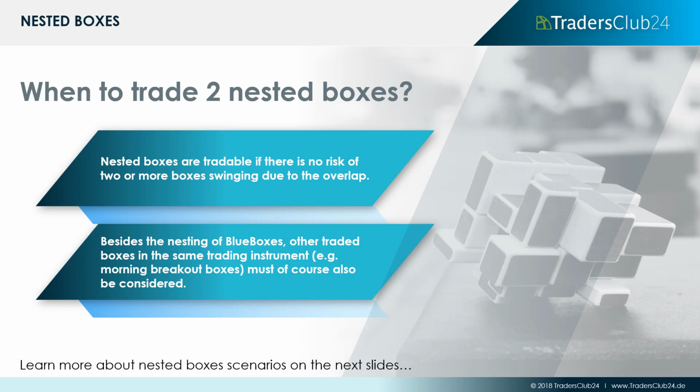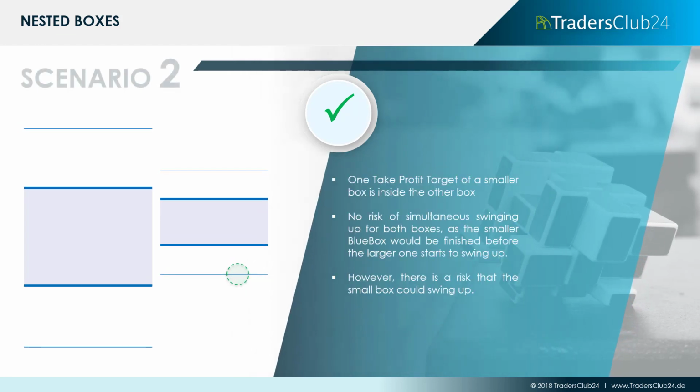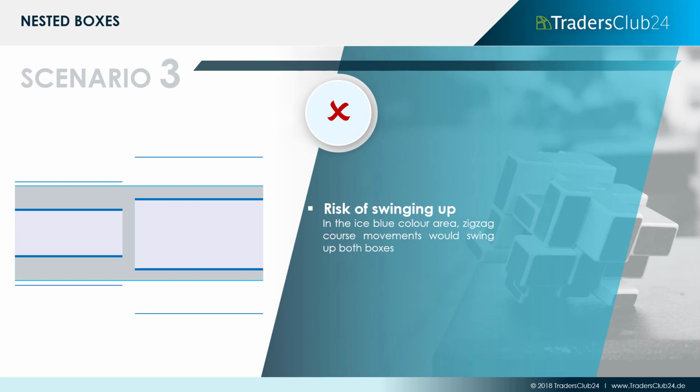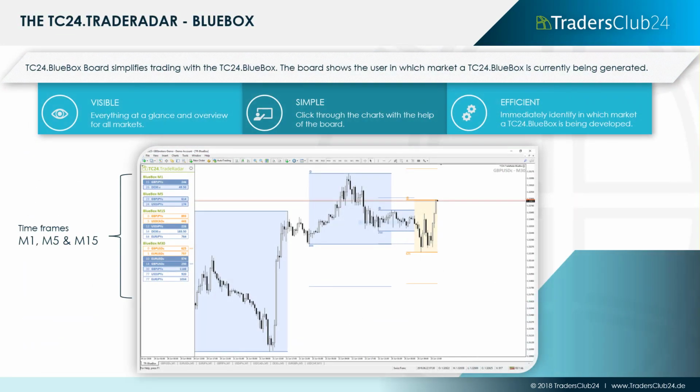When to trade two nested boxes. Sometimes, on very rare occasions, you have two signals within a box overlapping. Like scenario 1 here. You have the larger box on the left and there's a smaller box on the right hand side. So scenario 3, if the second box is larger than the first one, we recommend to stay away from that trade. Also scenario 4, again M5, M1 and M15, these are our preferred time frames for the blue box setup.